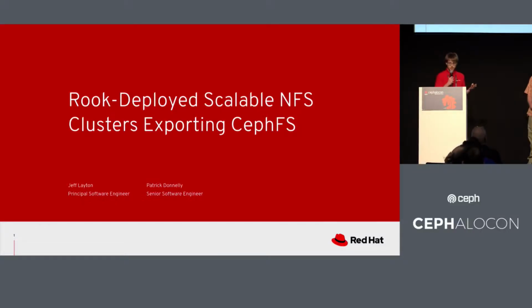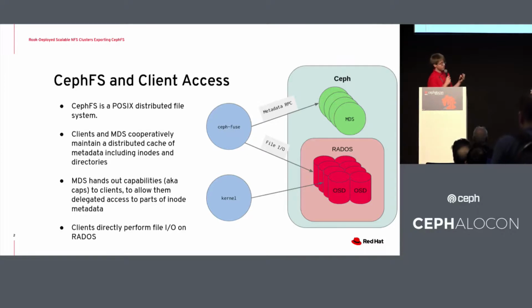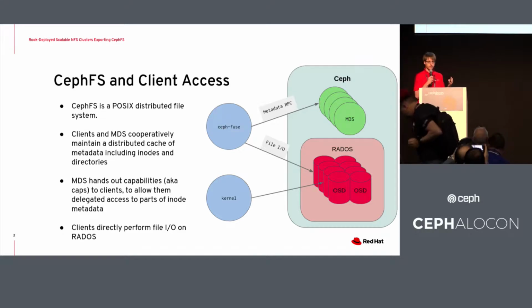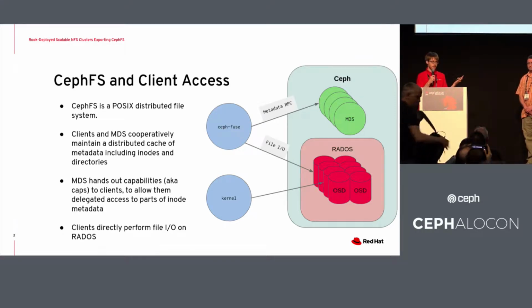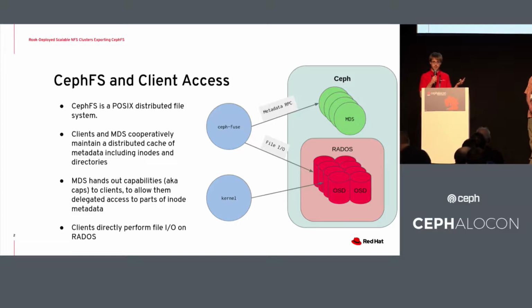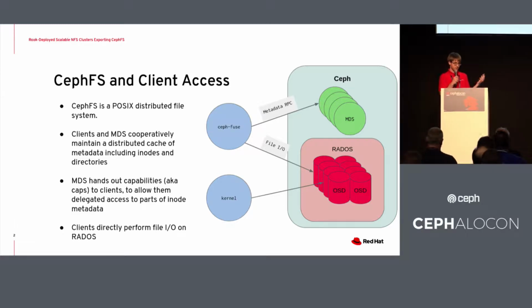So we're going to talk about deploying NFS clusters using Rook to export CephFS. To give a little introductory information on CephFS, for those who aren't already familiar with it, CephFS is one of the first use cases for Ceph, actually, at Lawrence Livermore, when they were first giving the grant to Sage. What they really wanted was a file system, and what they ended up getting was an object store. So CephFS was the first thing they were going to build on top of the object store.